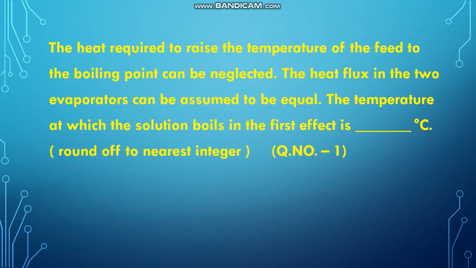The heat required to raise the temperature of the feed to the boiling point can be neglected. The heat flux in the two evaporators can be assumed to be equal. The temperature at which the solution boils in the first effect should be found out in degrees centigrade. So this is question number 1 in GATE 2021 technical section.